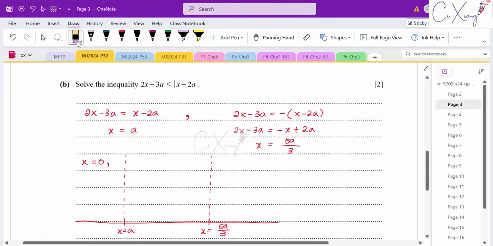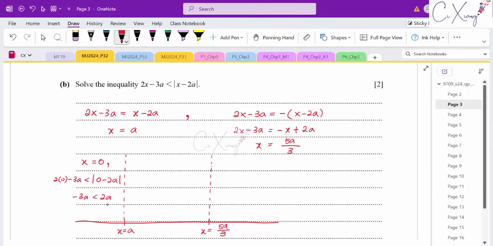Oh, not enough space. Wait, I write it better. So I'm having 2, 0 minus 3a smaller than modulus 0 minus 2a. Then I try to compare left and right hand side. So for the left hand side here, I'm having negative 3a smaller than modulus negative 2a. So modulus negative 2a means 2a. So negative 3a smaller than 2a, and both the a are positive value, right? So that means this inequality is a correct inequality.